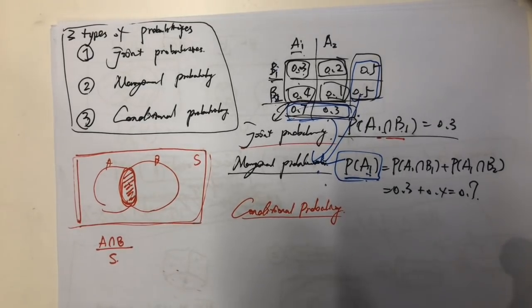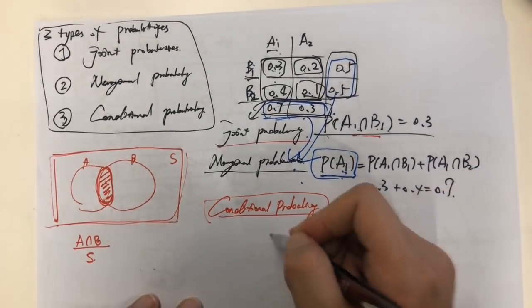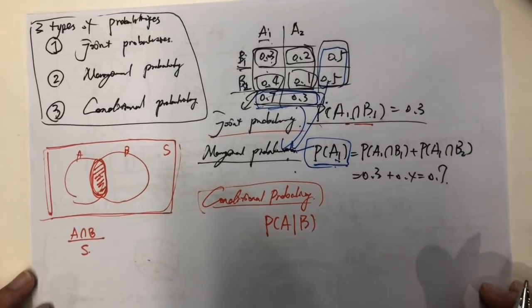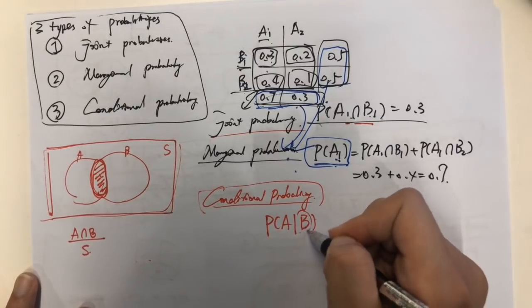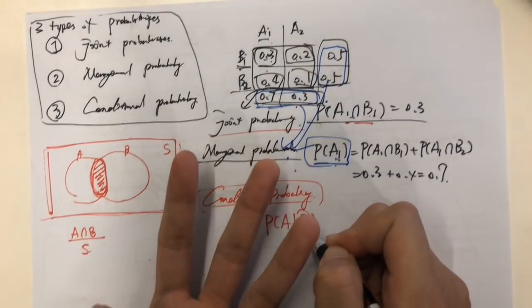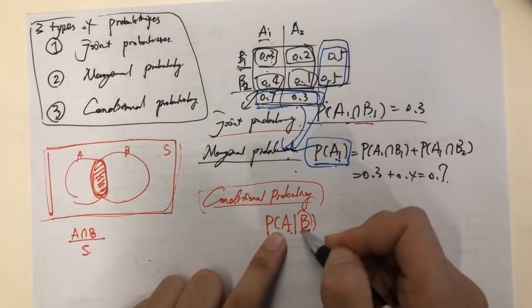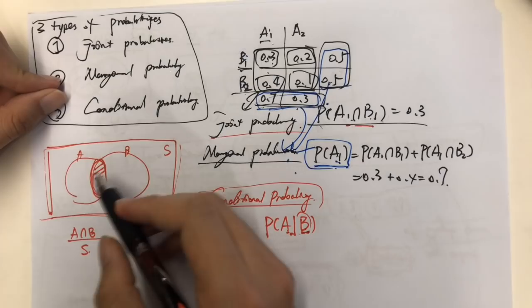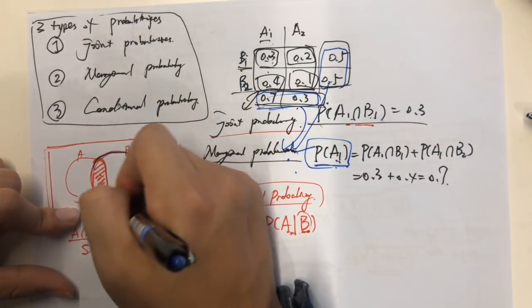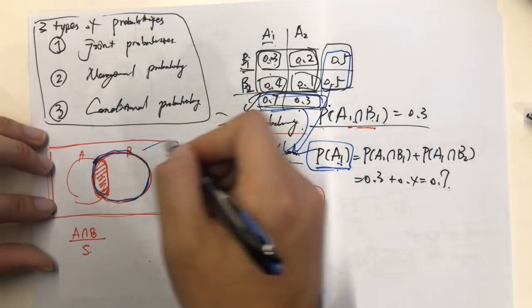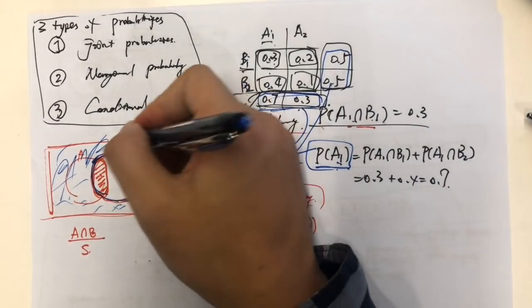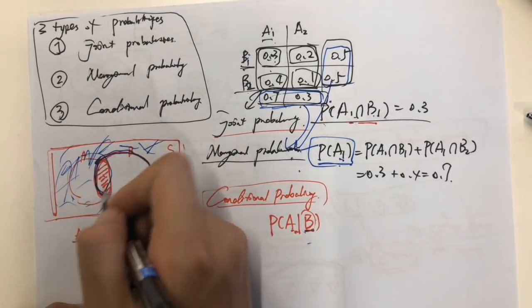However, when we talk about conditional probability, for example, we are asked, what's the probability of A given B? This means B is already given, so we know B has already happened. If B has already happened, the only part we should take into consideration is the B part, because all the rest can never happen, the whole other sample space. So given that condition, what's the probability of A and B happening together?